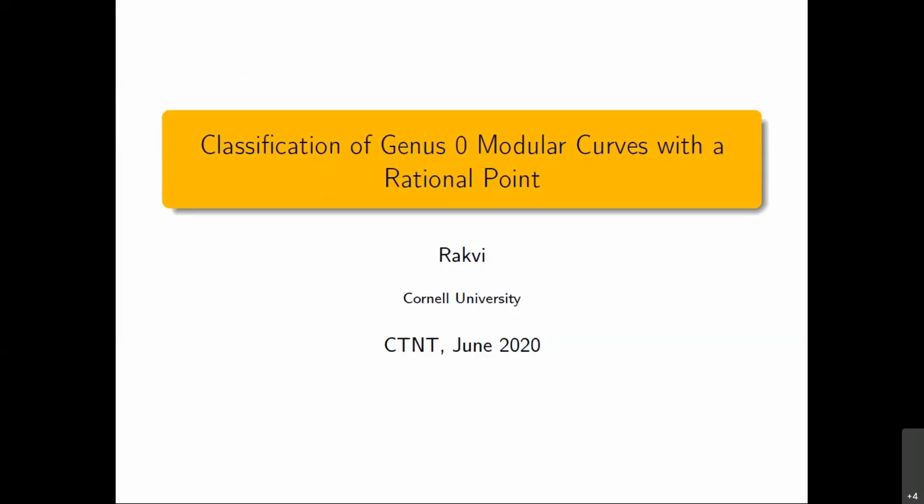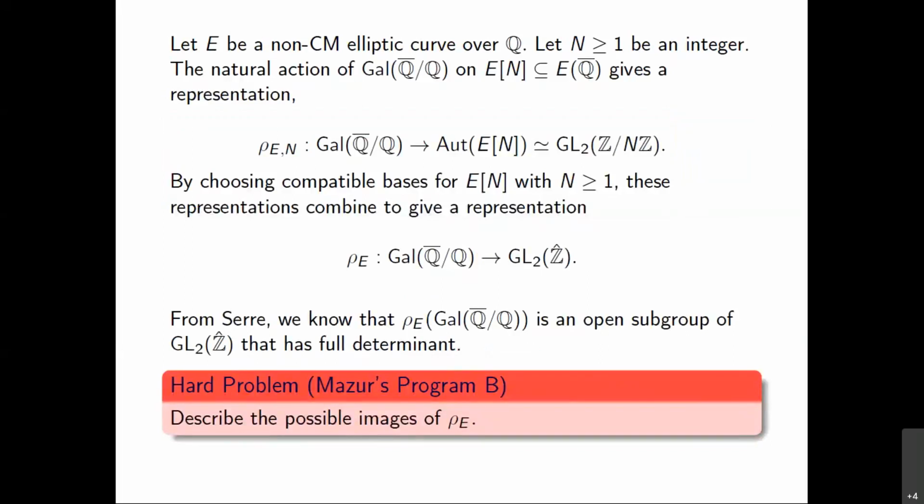Okay, so let E be an elliptic curve over Q which does not have complex multiplication, and let n be an integer greater than or equal to 1. Now, since E is defined over Q, we have a natural action of the absolute Galois group of Q on the set of n-torsion points that gives us a representation ρ_{E,n}.